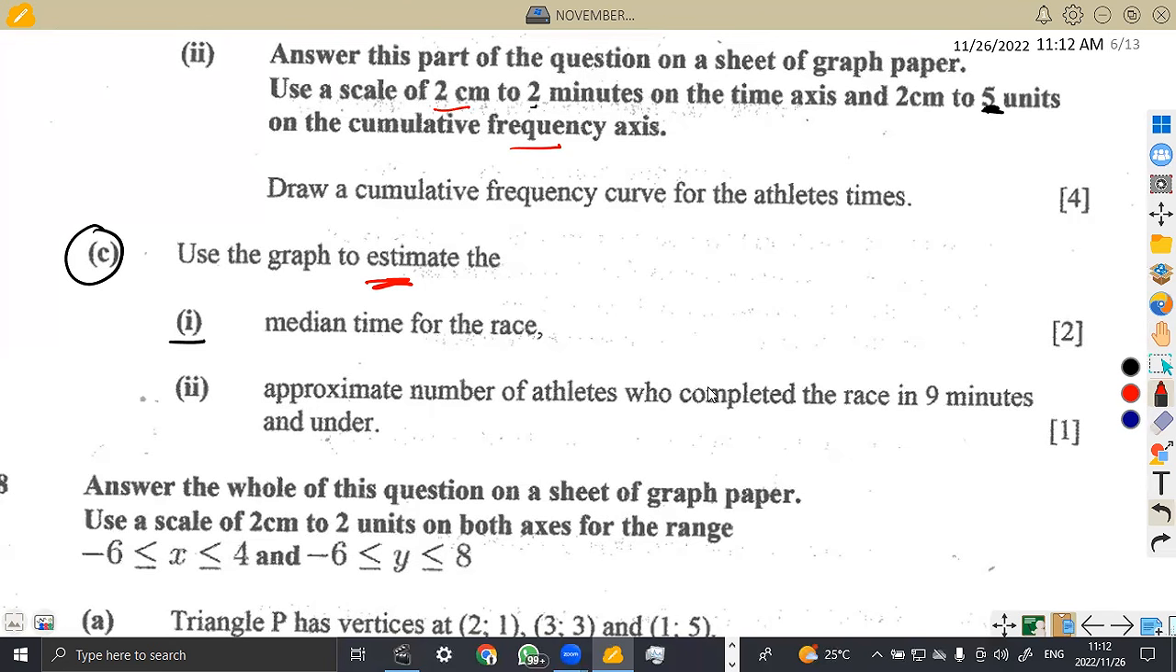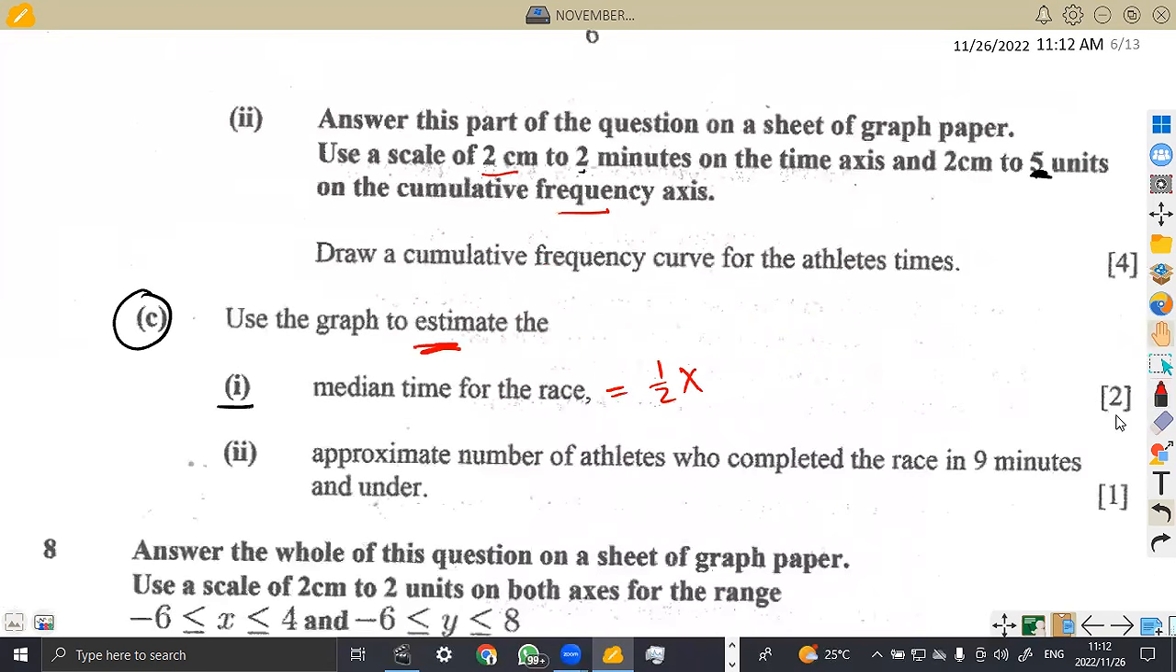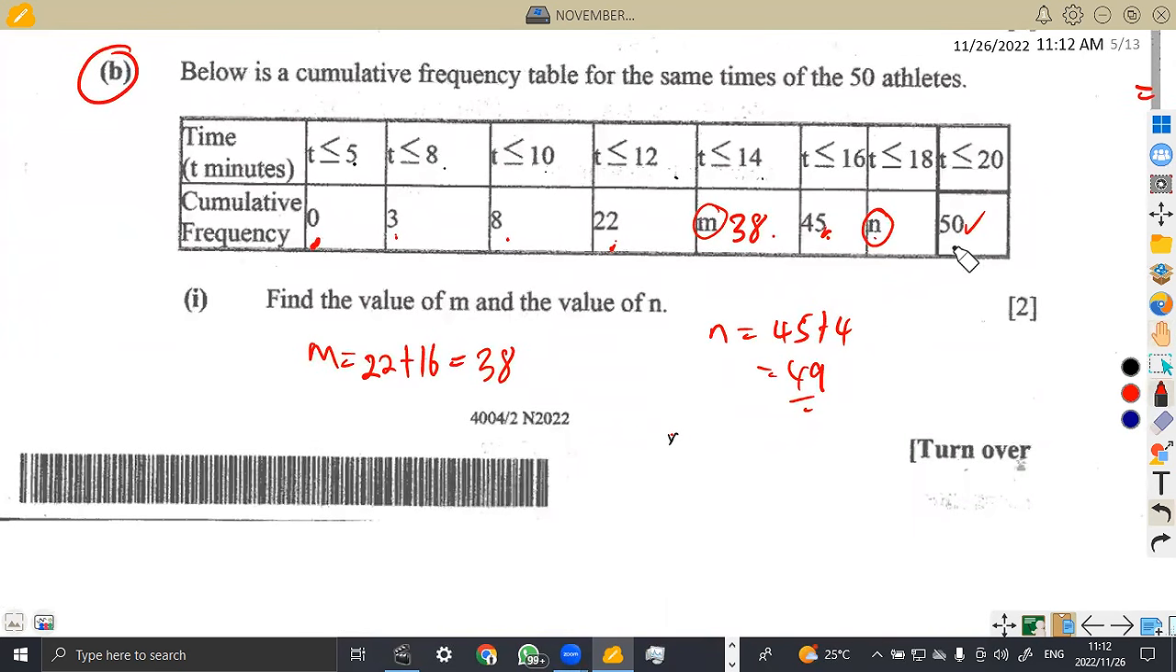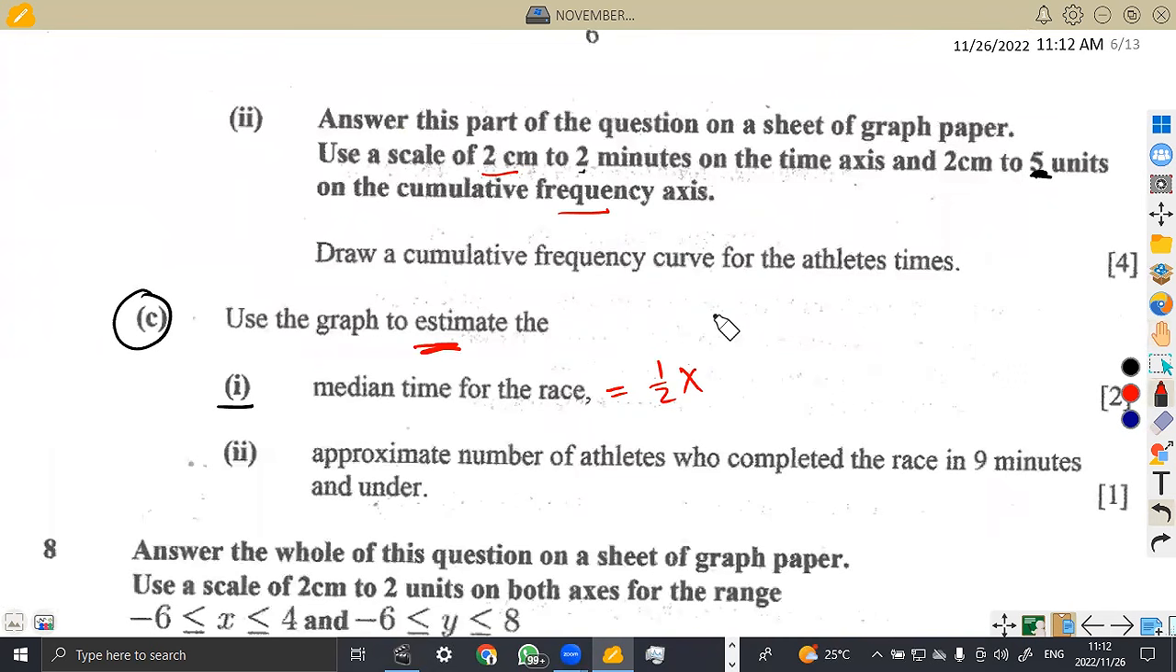So what you were supposed to do was calculate half of the distribution. Our distribution adds up to 50, if I'm not mistaken. Let's get back to that information. Yes, this number here, which is 50, is the total. So half of 50 is 25. The 25th position is the one that is going to give us the answer to the median.